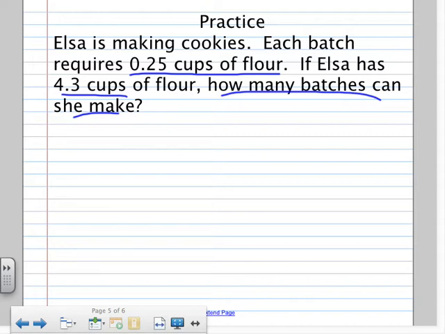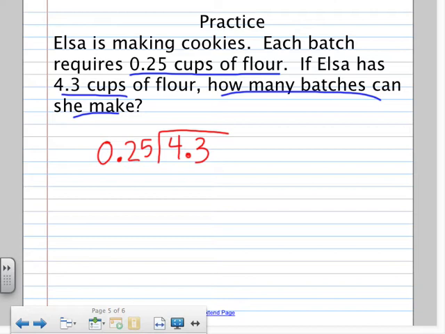And what are we splitting up? We're splitting up the flour that she has. We're splitting up the 4.3 into 0.25 batches, okay? So whatever is being split is the one that goes inside the house. This is probably the hardest part to know which one you're dividing by. Even if you know you're dividing, you're not sure which one goes in the house. Whatever's being split up goes in the house, okay?